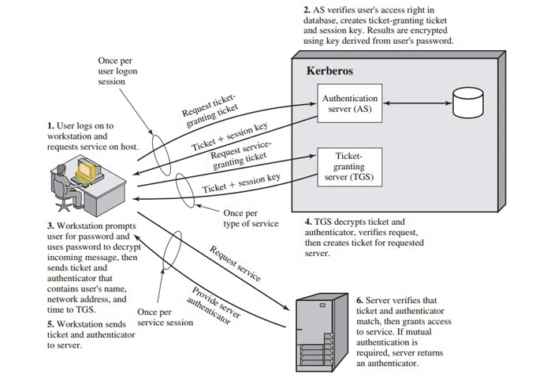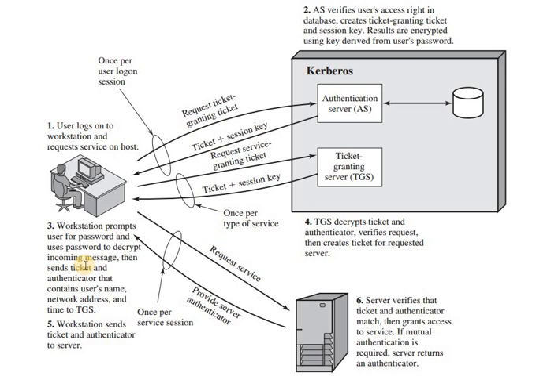Now, to access this message, the workstation prompts the user for its password and uses the password to decrypt the incoming message. Because the message was encrypted using the hash of the password of the user, the workstation uses the password the user enters, hashes it, decrypts the incoming message, and it finds a ticket and the session key.